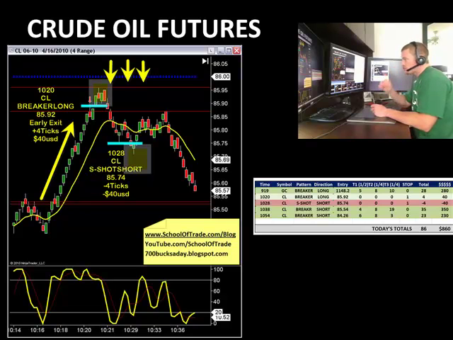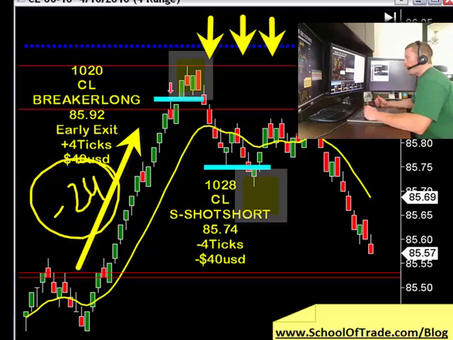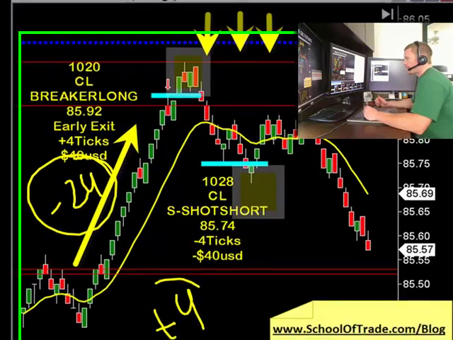But now, let's show you what the real benefit of this is. What would have happened if I wouldn't have trailed my stop on the first breaker long there? What if I would have taken a small loss there? Okay, at 1020, we look for a breaker long. What if I would have taken a -6 stop? Okay, what if I would have been -24 ticks? I would have made 28, given back 24 here, so I'd be up by +4 ticks.